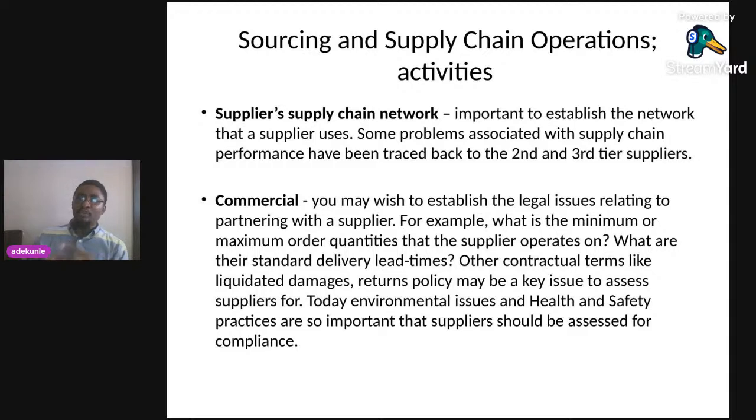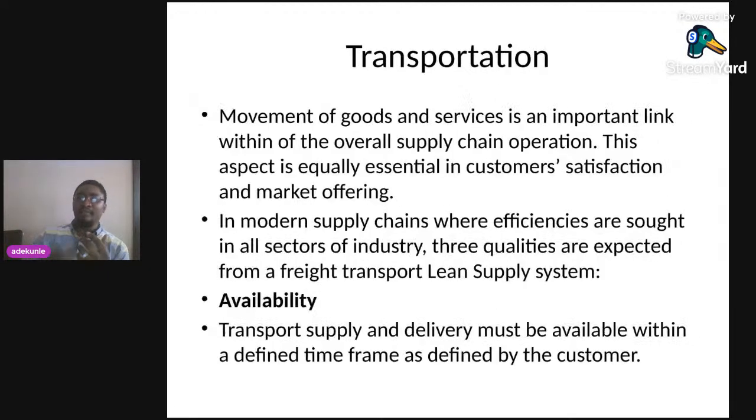Especially, you can track it down to whether it's a second or third tier supplier, where they are getting their supply from, what is their network of supply. Of course, it should be a supply base that will not make the organization lose face. Then of course you look at what we call commercial. The commercial, it's actually legal issues relating to maybe partnership, contract. You look at trademarks. You look at patents. You look at all those things when you are looking at getting the supplier. These are activities that are involved in the supplier.